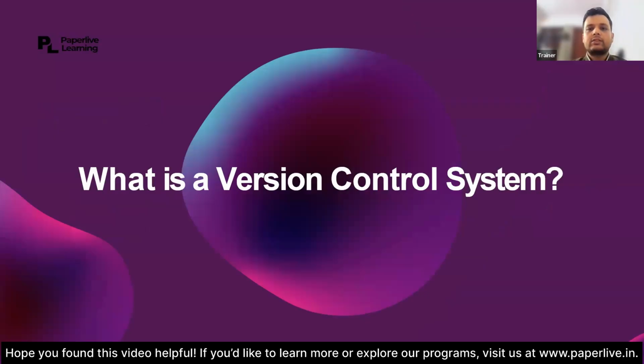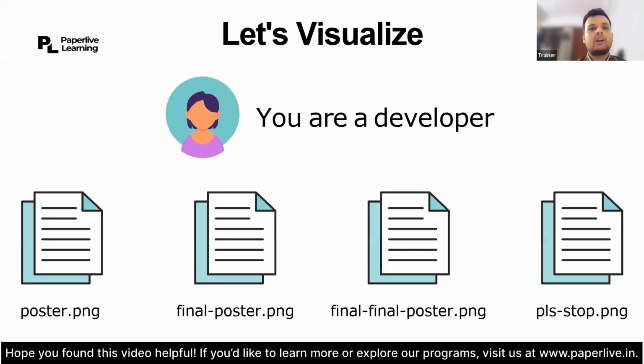So first, we need to understand what is the version control system. Let's say you are a developer. When you develop your software, there will be multiple files you will be working on, right? A, B, C, D, for example, and you will keep making changes in your files. For example, sometimes you say X is equal to 10, but going forward, you need to change the value of X, right?